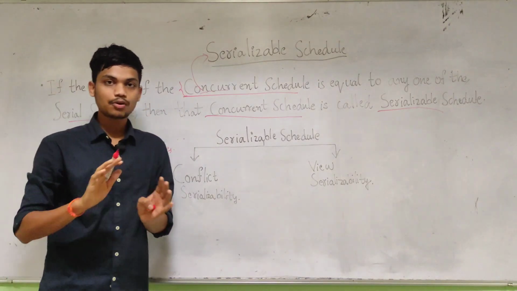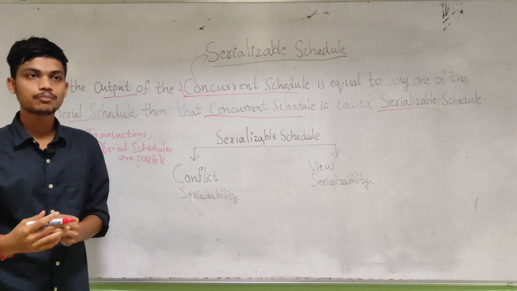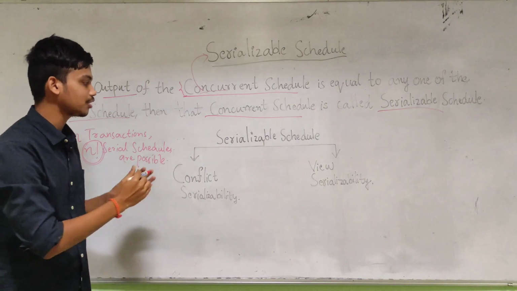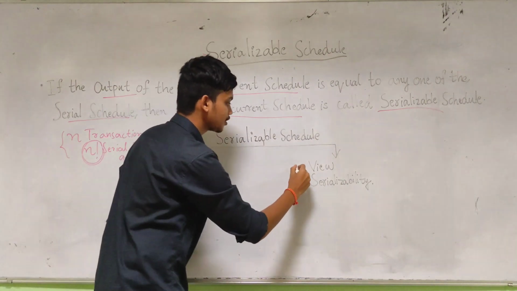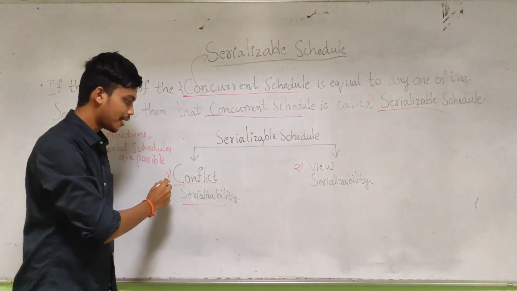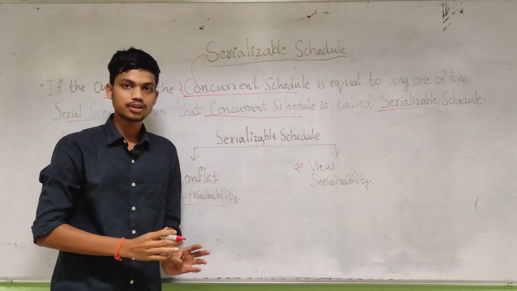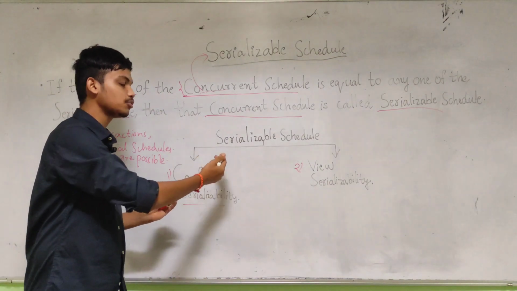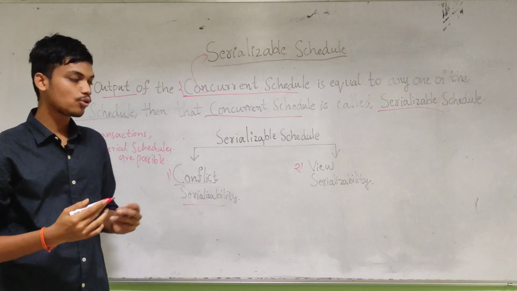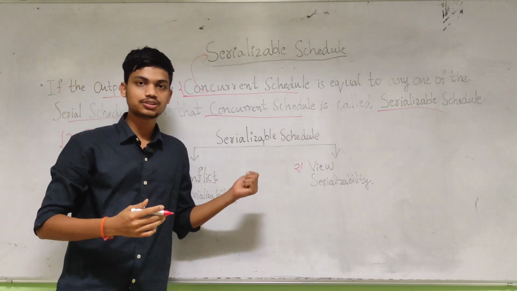But this has high time complexity. It takes very much time. So scientists discovered methods. The first one is conflict serializability. The second method is view serializability. By using conflict and view serializability, we can simply say whether our concurrent schedule is a serializable schedule or not. Note it down. We're going to discuss this deeper now.